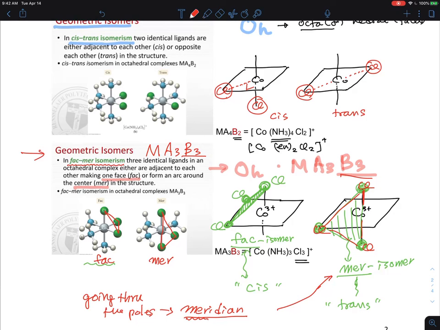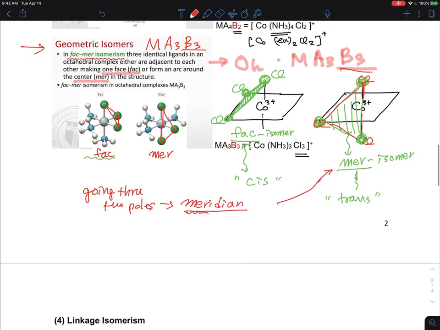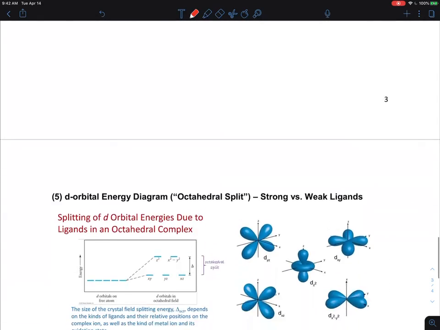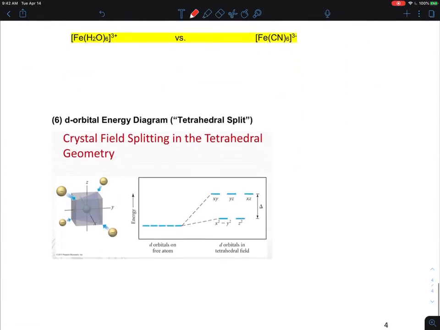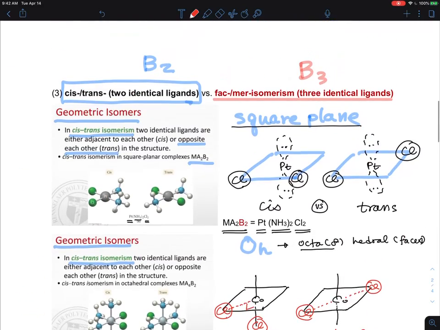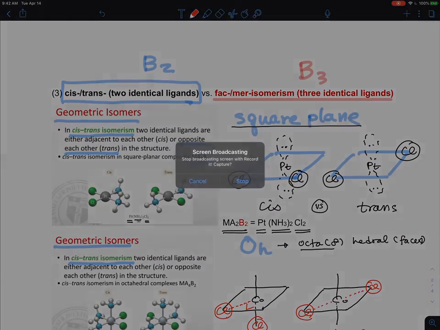I think that I need to stop here, because I'm going to continue to talk about the linkage isomerisms and the orbital energy splitting. This is related to the other problems, but due to the time, I will stop here.